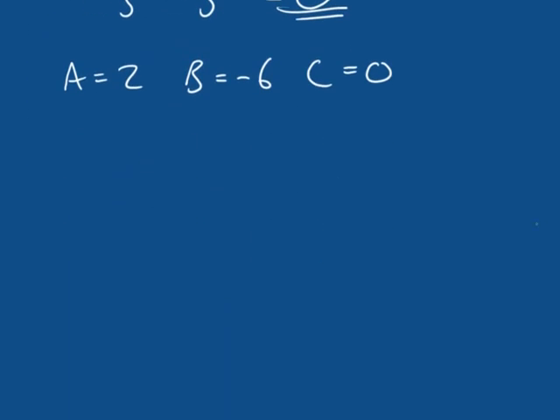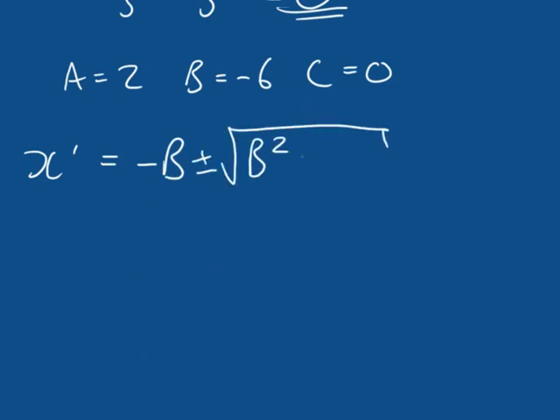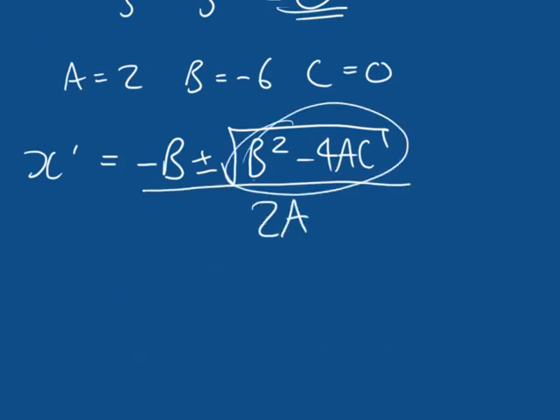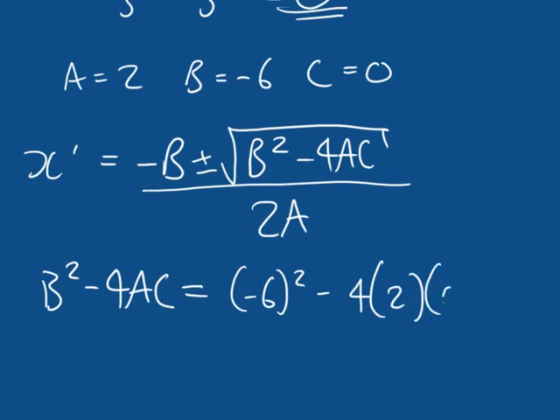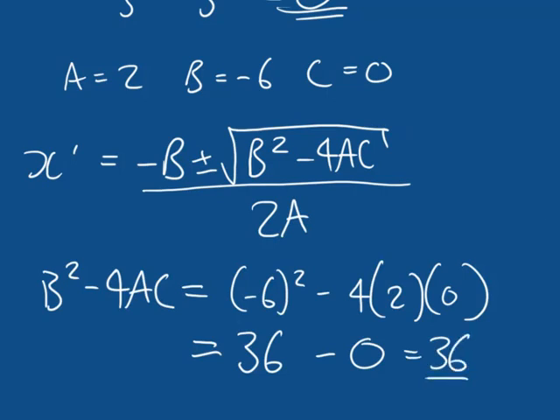Now that we have these, we can plug them into our equation. x dash is equal to minus b plus or minus the root of b squared minus 4ac all over 2a. Now we do need to check b squared minus 4ac. It should be a positive value, since we know there are 2 points of intersection. So b squared minus 4ac is equal to minus 6 squared minus 4 times 2 times 0. We can already see that is indeed positive, because it's 36 minus 0, which equals 36.